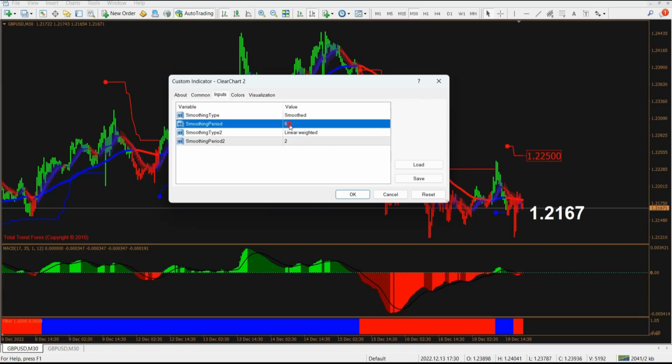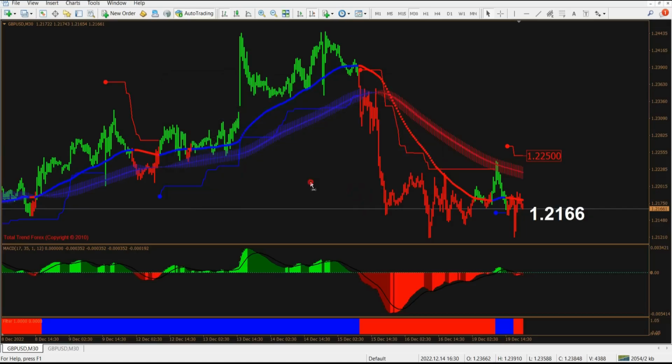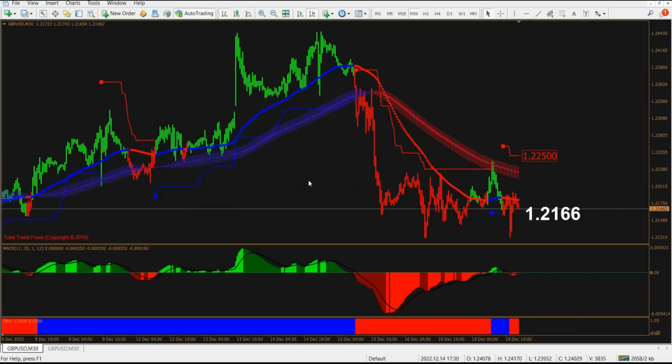We move to the input section, and from there we change the fast smoothing period to 66, and the second smoothing period to 33. That's it. Now we can click on OK and close the tab. Let me explain how we will be using the line in the strategy.